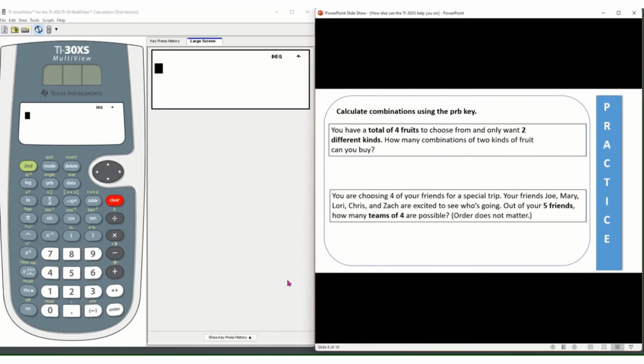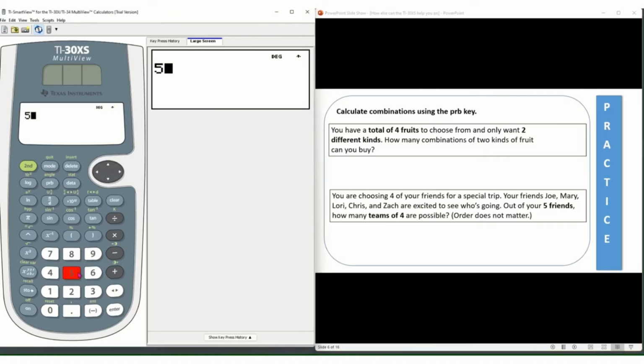You are choosing 4 of your friends for a special trip. Your friends Joe, Mary, Lori, Chris, and Zach are excited to see who's going. Out of your 5 friends, how many teams of 4 are possible? Order does not matter. Since order does not matter because I'm making a selection, then I'm going to use my combination function. So what is my total number that I get?